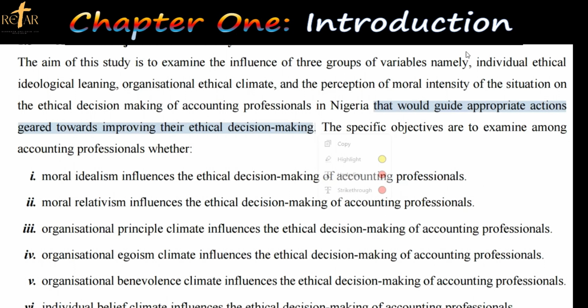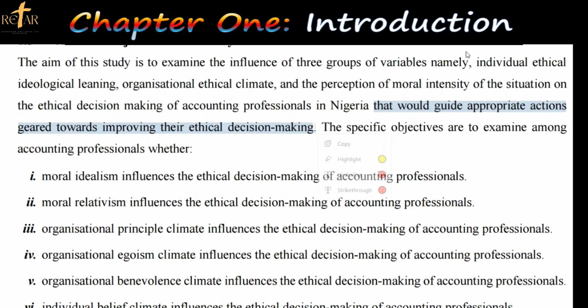But if you just state that the aim of this study is to investigate the impact and you just write your topic, you have not written any aim. You have only given the broad objective. And at UNILAG, we don't follow that broad objective format. So take note of that.